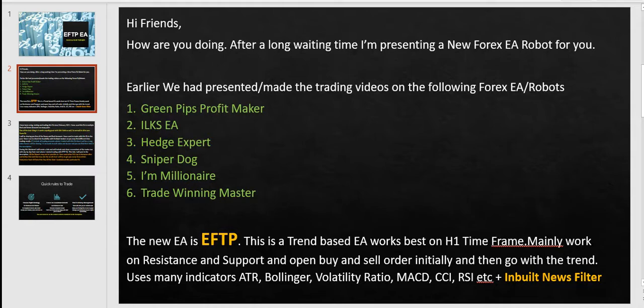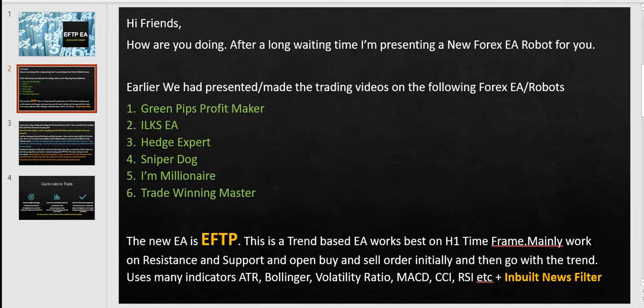This is a trend-based EA that works best on the hourly time frame, and it mainly works on resistance and support, and it goes with the trend. Suppose the trend is confirmed, it will take the order in that particular direction. In case the trend is not confirmed, then it will open buy and sell orders initially and then go with the trend later. It uses many indicators like ATR, Bollinger Bands, volatility ratio, MACD, CCI, RSI, and many more.